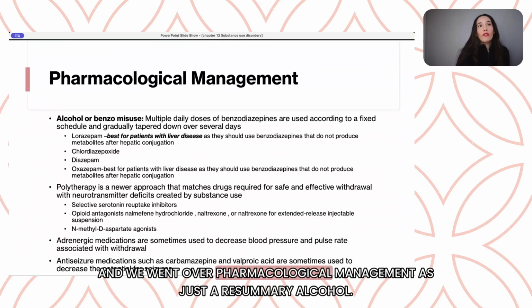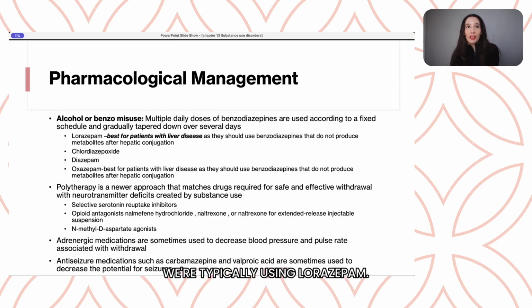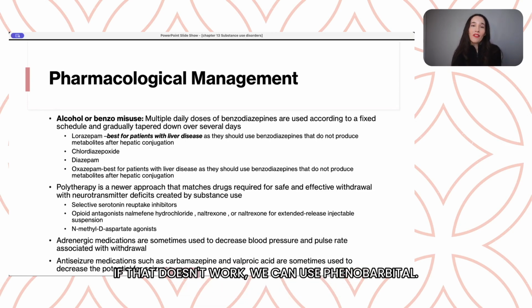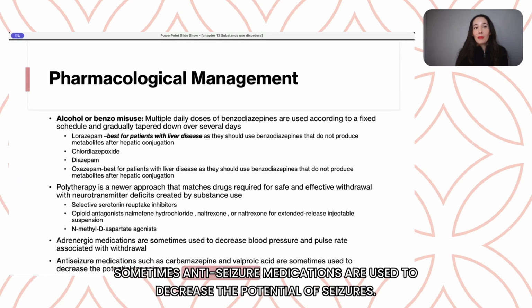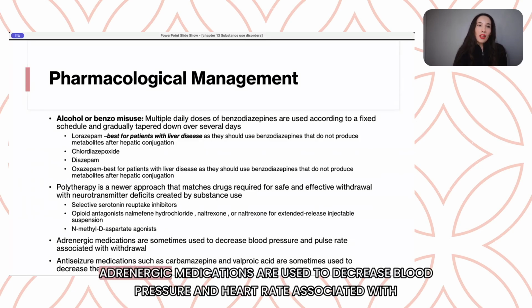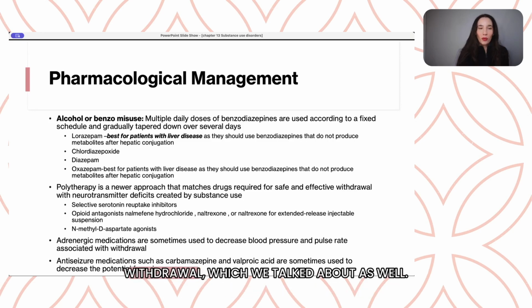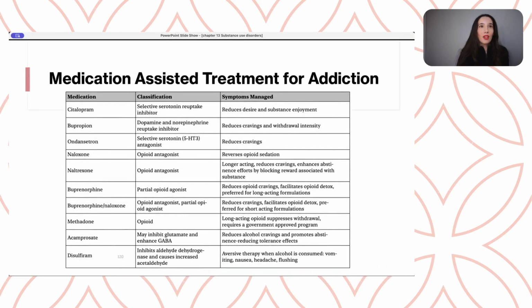And we went over those mental status exam findings. And we went over pharmacological management, just as a re-summary. For alcohol, we're typically using lorazepam. If that doesn't work, we can use phenobarbital. For polytherapy, we can use SSRIs, opioid antagonists, and NMDA agonists. Sometimes anti-seizure medications are used to decrease the potential of seizures, and adrenergic medications are used to decrease blood pressure and heart rate associated with withdrawal, which we talked about as well.